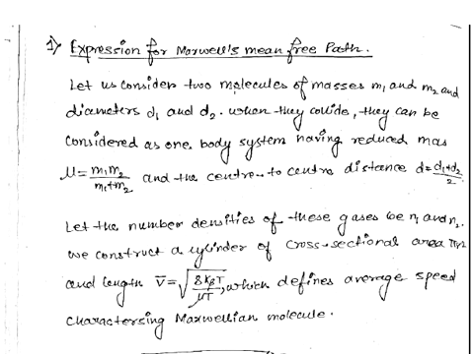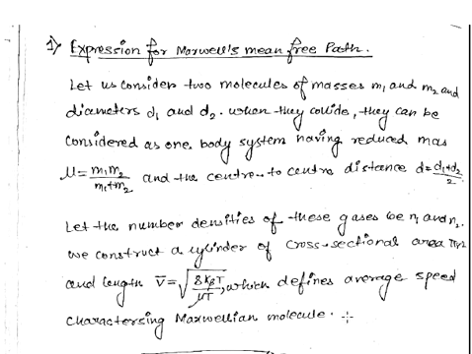Let us consider two molecules of masses m1 and m2 and diameters d1 and d2. When they collide, they can be considered as a one-body system having reduced mass mu equal to m1 m2 by m1 plus m2, and center to center distance d equal to (d1 plus d2) by 2. Let the number densities of these gases be n1 and n2. We construct a cylinder of cross-sectional area pi d squared and length v bar equal to root over of 8 k_B T by pi mu, which defines the average speed characteristic of a Maxwellian molecule, right?